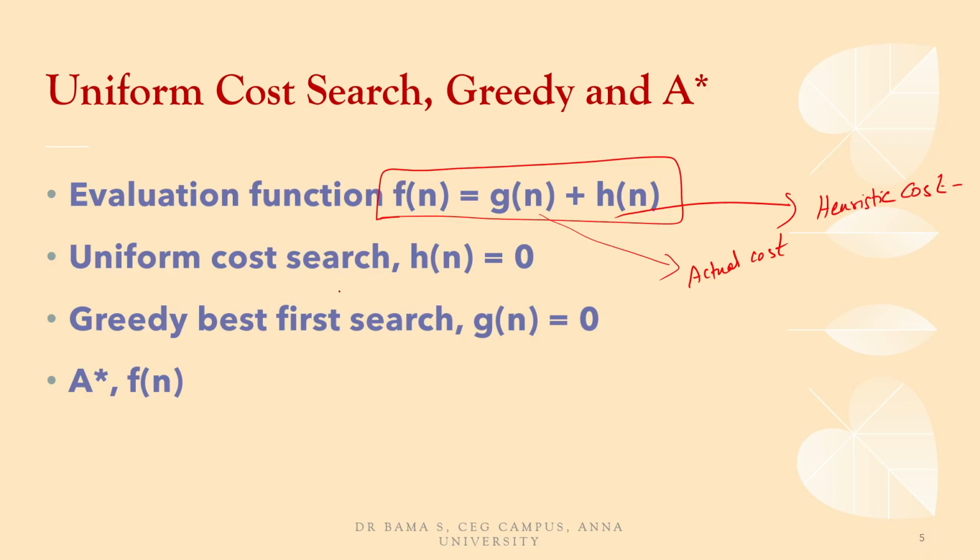So, if we take uniform cost search, we are saying h of n is going to be 0. So, f of n is actually equal to g of n, which is the actual cost. In the greedy best first search, we will only worry about the h of n, leaving out g of n. For A star, it is optimal because we have both g of n plus h of n. So, this comes under the informed search category.